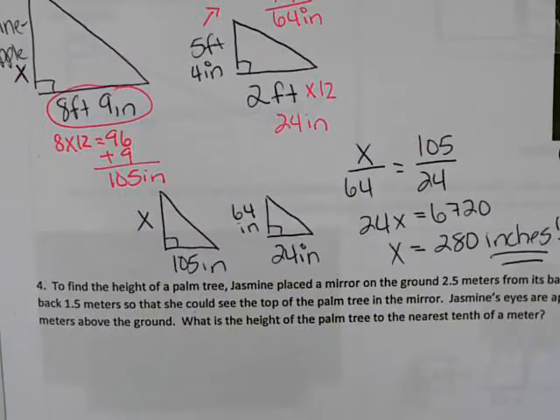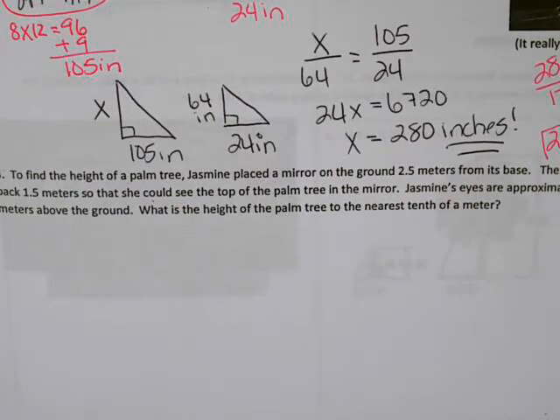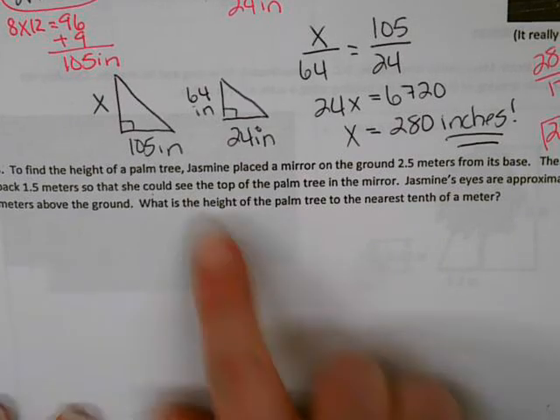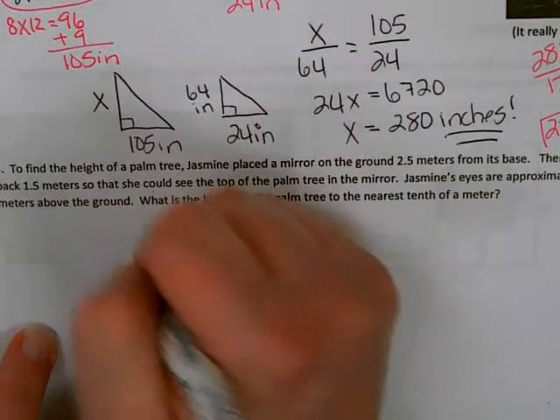All right, next one. So Jasmine's trying to find the height of this palm tree that she sees. She takes a mirror and she places it 2.5 meters from the base. She steps back until she can see the top of the palm tree in the mirror. So let's draw a picture of what's going on here.